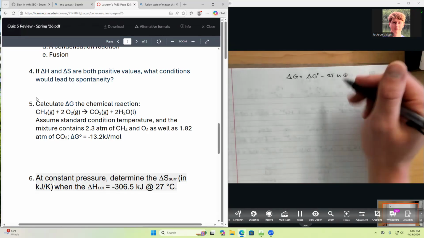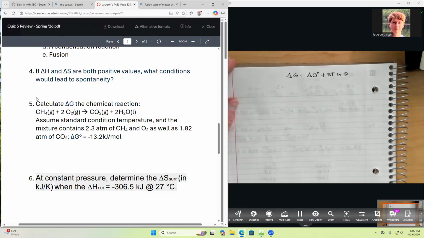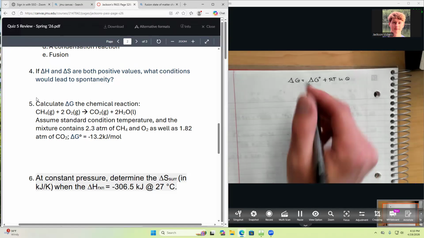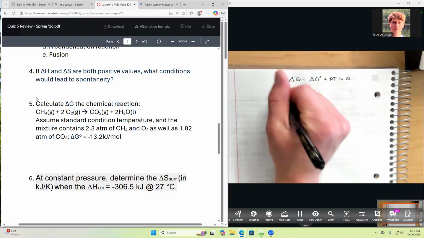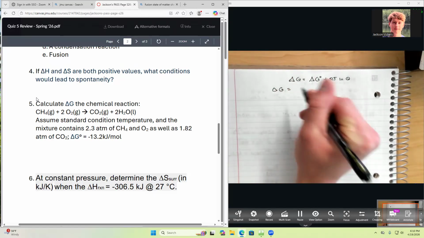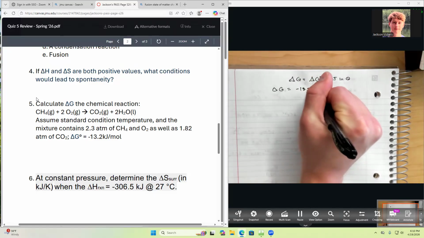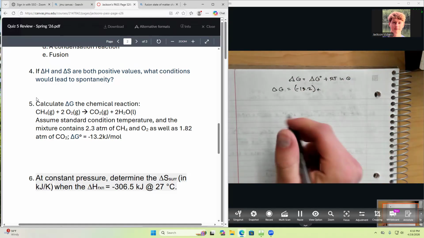Okay, I messed one thing up. It's a plus, not a minus here. Sorry about that. So from there, I'll start working on it up here. Really not a whole lot that's tricky about these ones because all we're doing is plugging in numbers. So we know that the standard delta G is negative 13.2. We're adding that to R times T times ln of Q. So let's find Q real quick.